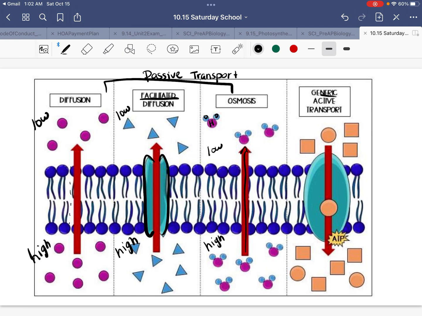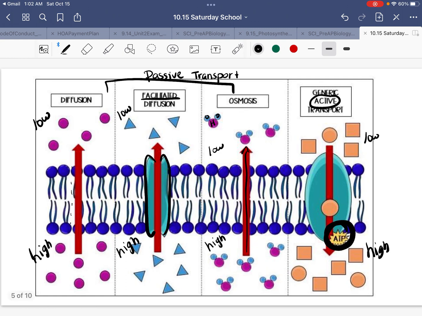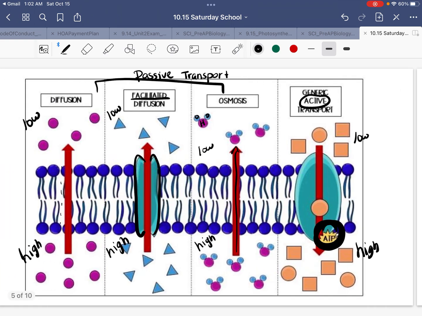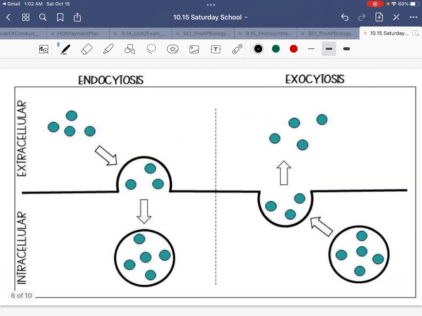And lastly, you have a generic active transport. You're going from low to high concentration. The big giveaway, this is called a carrier protein or a protein pump, is that ATP. Whenever you see ATP, think of active energy. You're using energy. Your next one, class, this was the last topic we learned on cell transport.